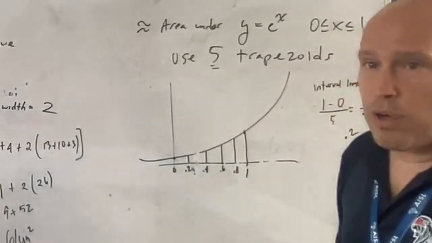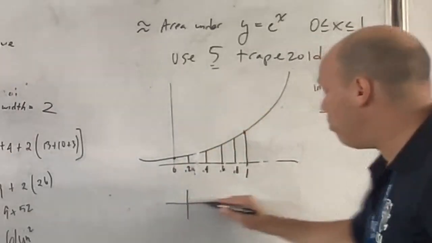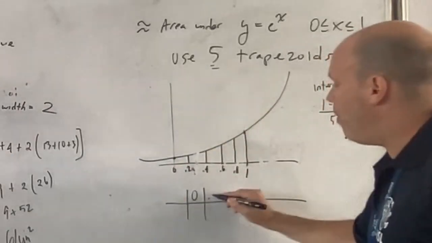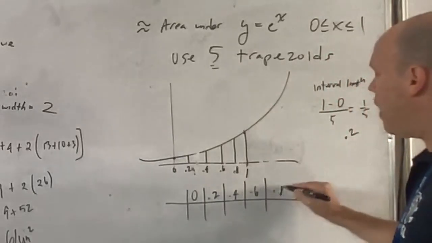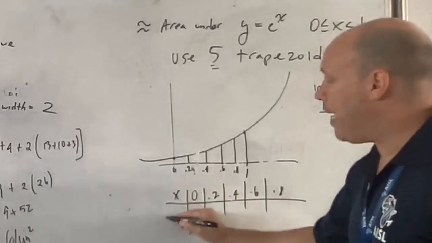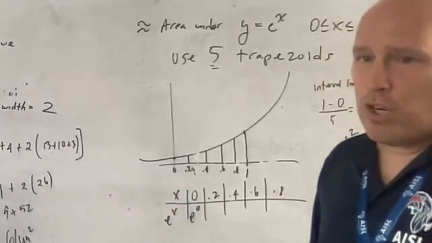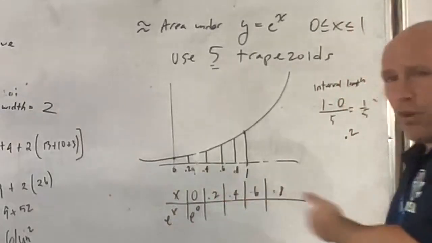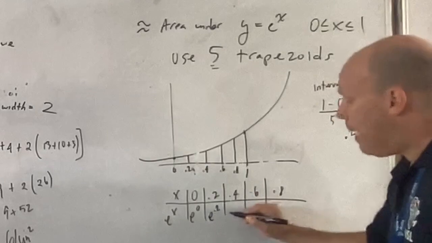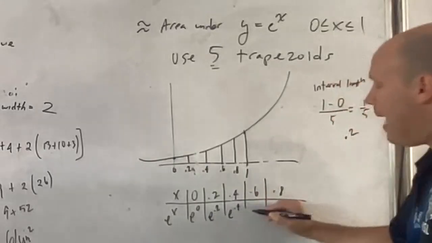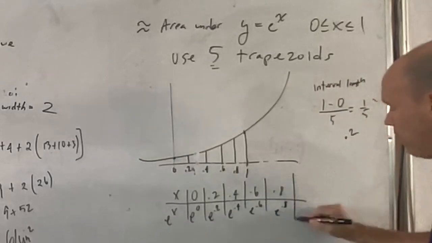Now, the question is, how do I find the heights of these? Well, let's make a table. This is 0, 0.2, 0.4, 0.6, 0.8. If this is x, e to the x is simply e to the 0. Maybe you know anything to the 0 is 1, but these others, just stick it right in the calculator: e to the 0.2, e to the 0.4, e to the 0.6, e to the 0.8, e to the 1.